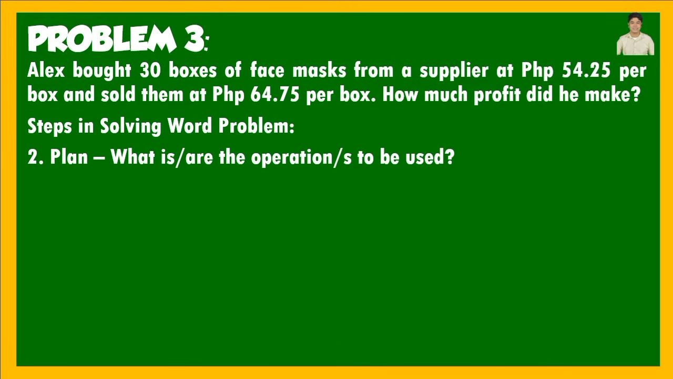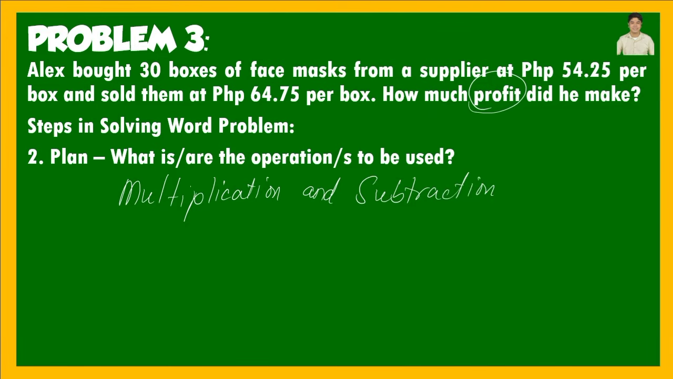So, our plan: what is the operation or operations to be used? Our operation here, of course, cannot be missing, is multiplication. And then, since we are looking for the profit, we also need subtraction. So, we need to multiply 30 and the original price, the supplier's price, which is 54 pesos and 25 centavos. And then, the product we get from those two will be subtracted from the product of 64 pesos and 75 centavos and 30, so we can see how much his profit was.